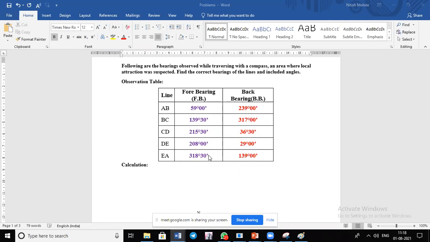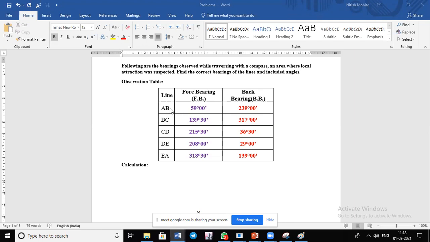The instrument which has been used for conducting the said traverse is either a prismatic compass or a surveyor compass. It has a least count of 30 minutes, so the reading will be either 0 or 30 minutes. According to that, the forebearing and back bearing of the lines were taken, and they have been entered here.